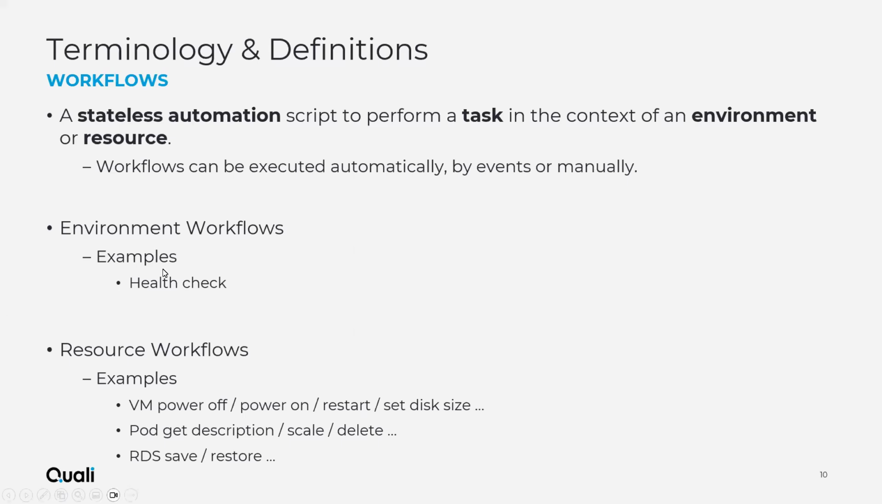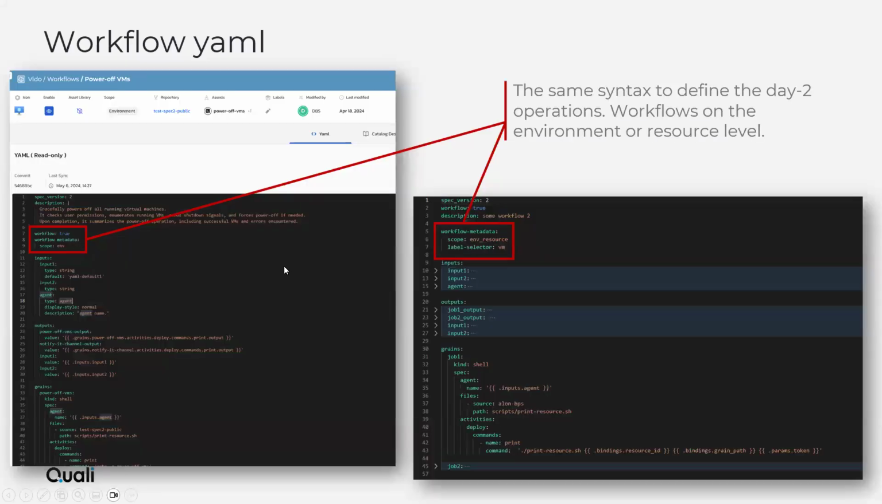So the workflow is defined in a very similar way to the blueprint, as you can see. Again, this workflow definition is a YAML with a very similar schema. You have inputs, you have outputs, and you have again grains. Grains in this context are jobs.